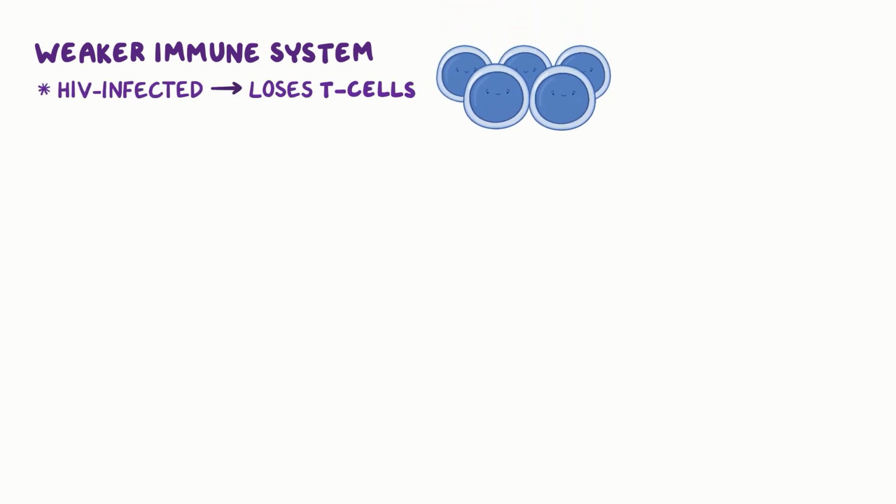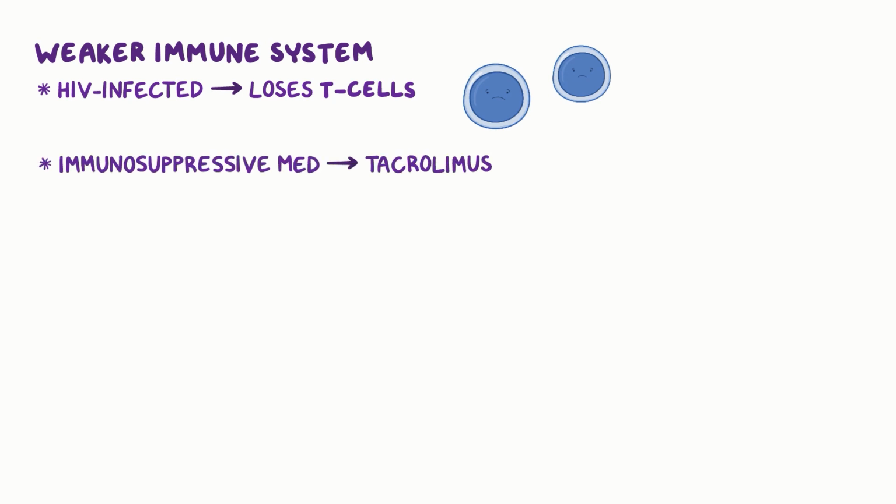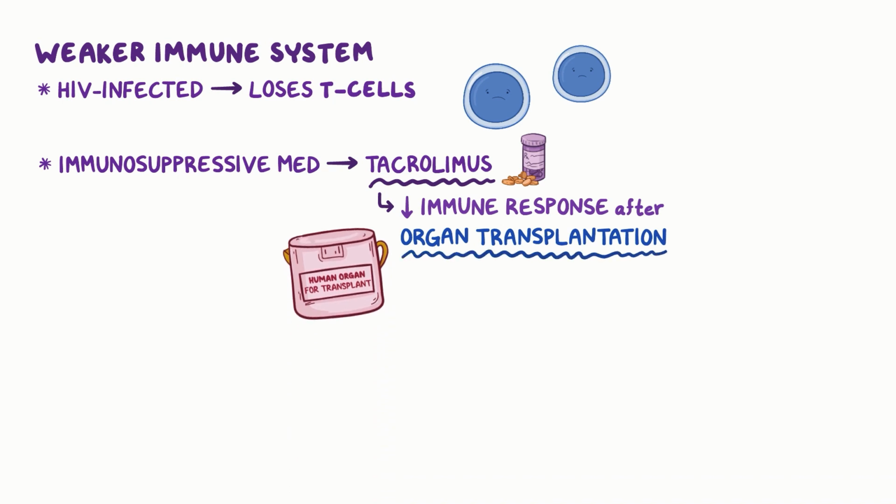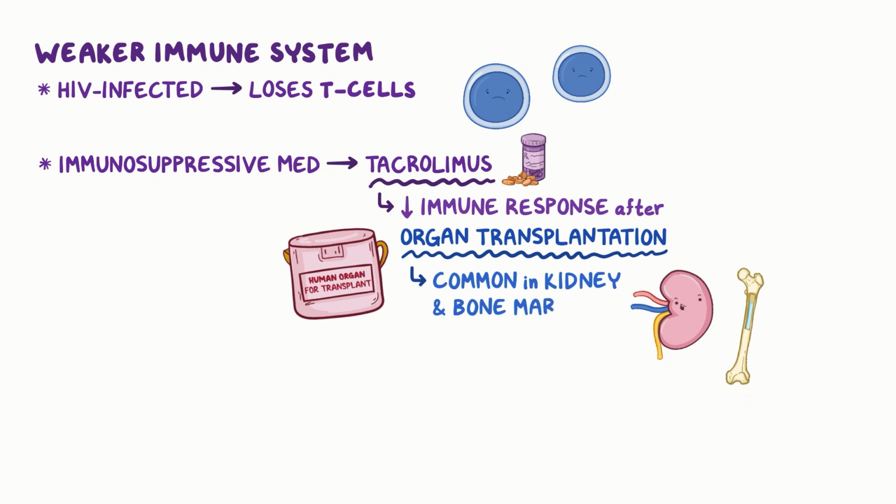This can happen for various reasons, like an HIV-infected individual who loses T cells, or individuals taking immunosuppressive medications like tacrolimus. Tacrolimus is a medication primarily used to reduce the immune response after organ transplantation to prevent transplant rejection. BK virus infection is especially common in kidney and bone marrow transplant recipients.